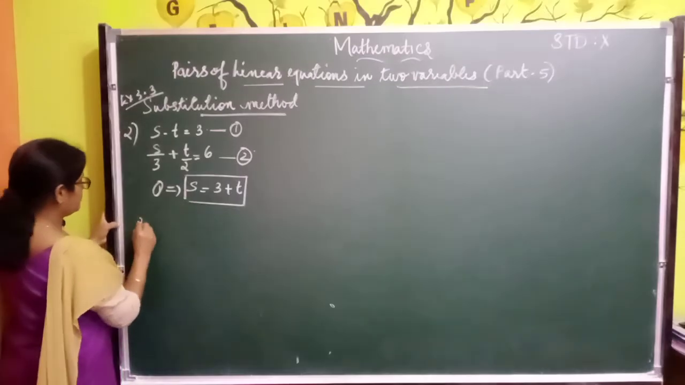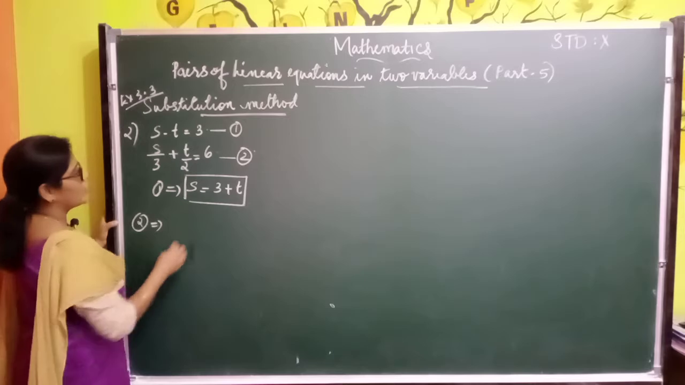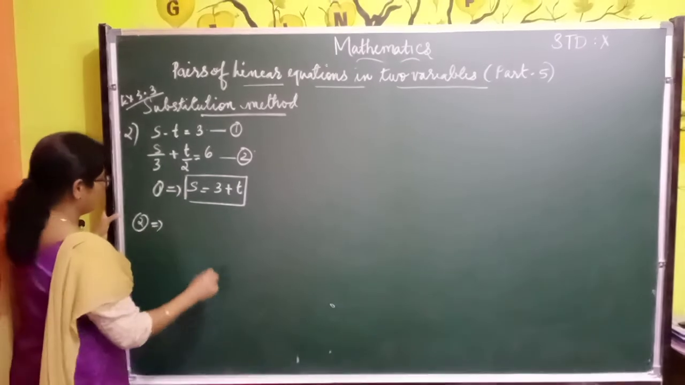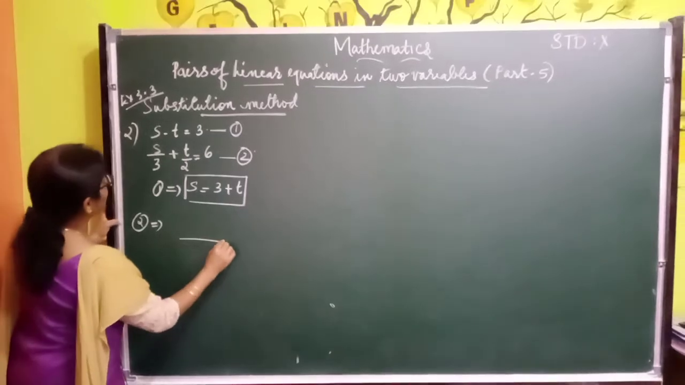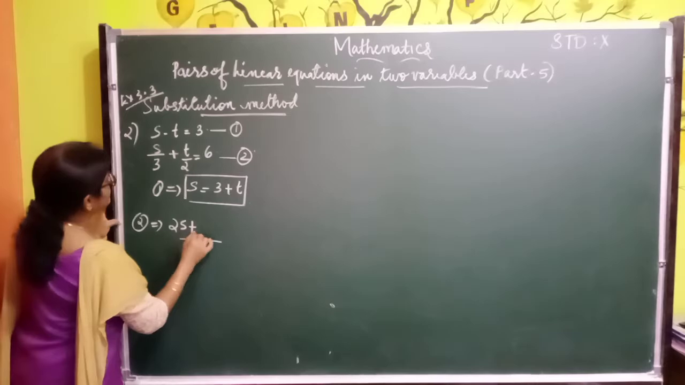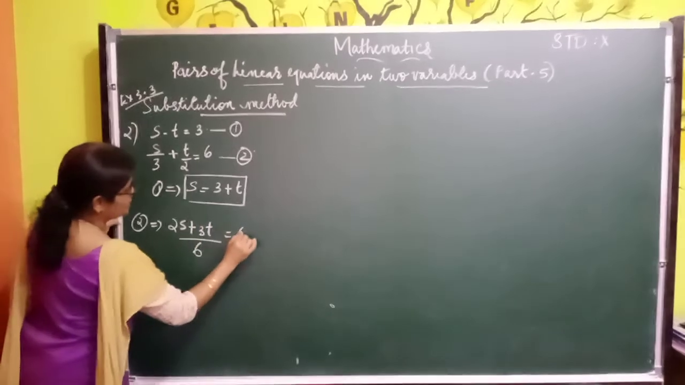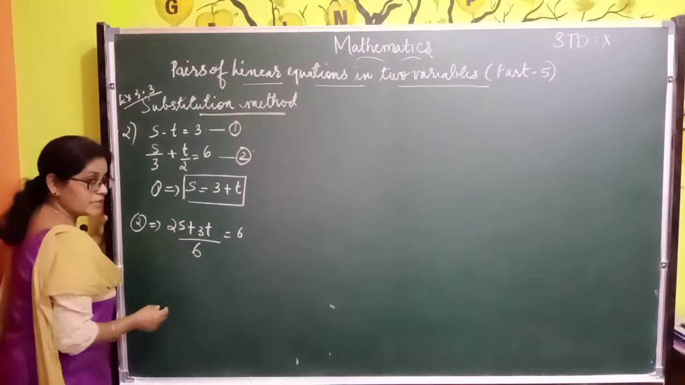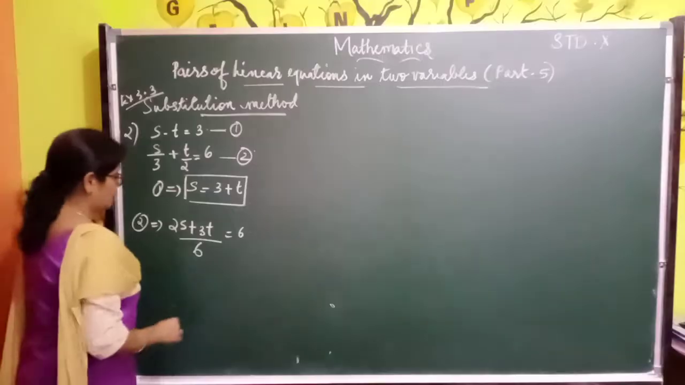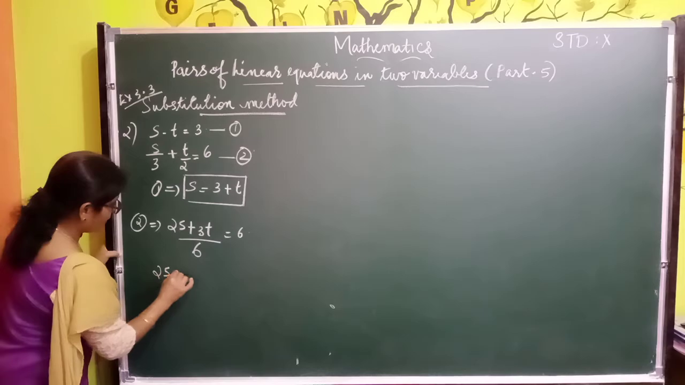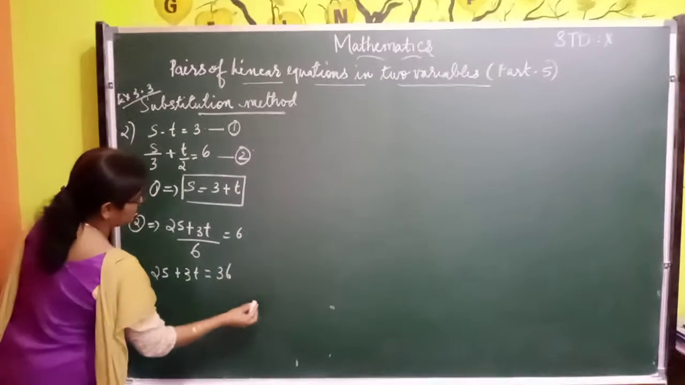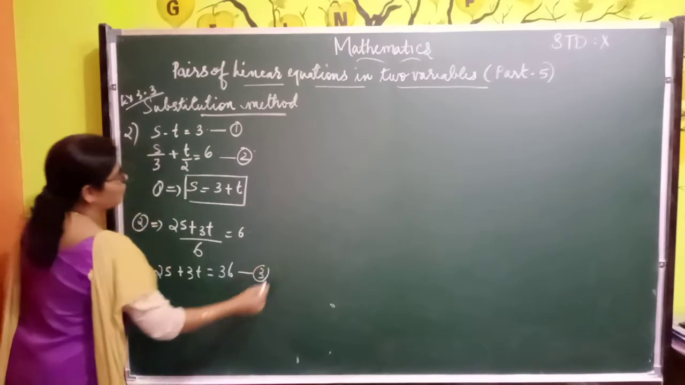Now equation 2 becomes, let us cross multiply and do. So the denominator becomes 6. Now 2s plus 3t equals 6. Now to get a linear equation, let us cross multiply. So 2s plus 3t is equal to 36. Now equation 3.